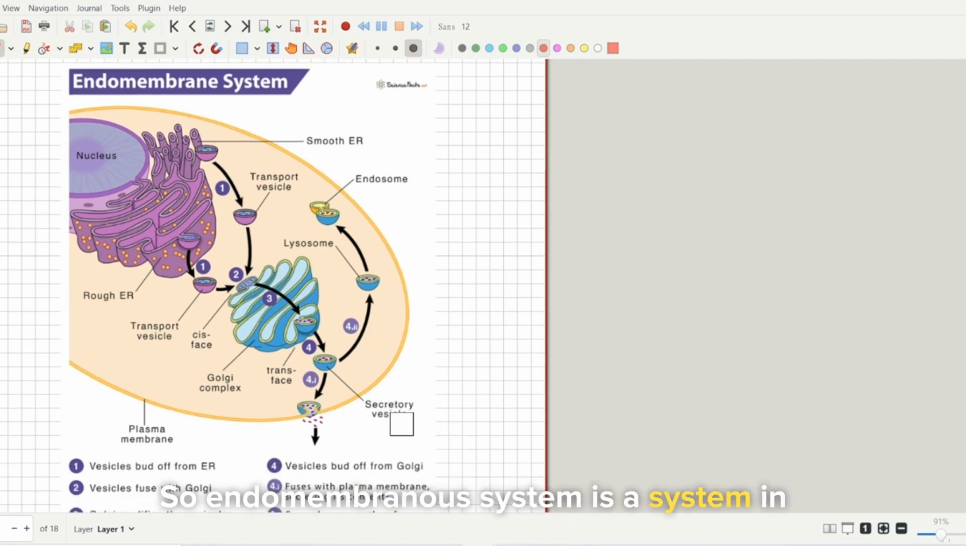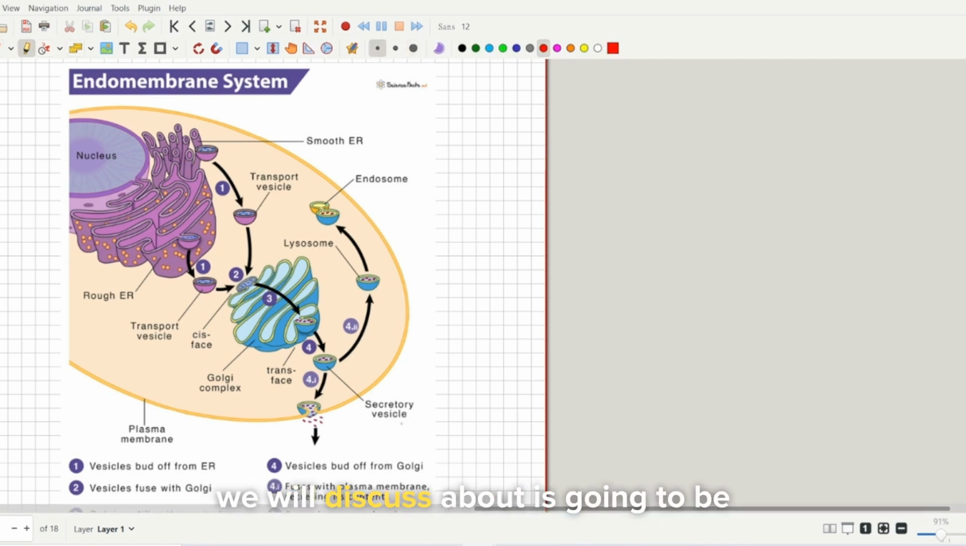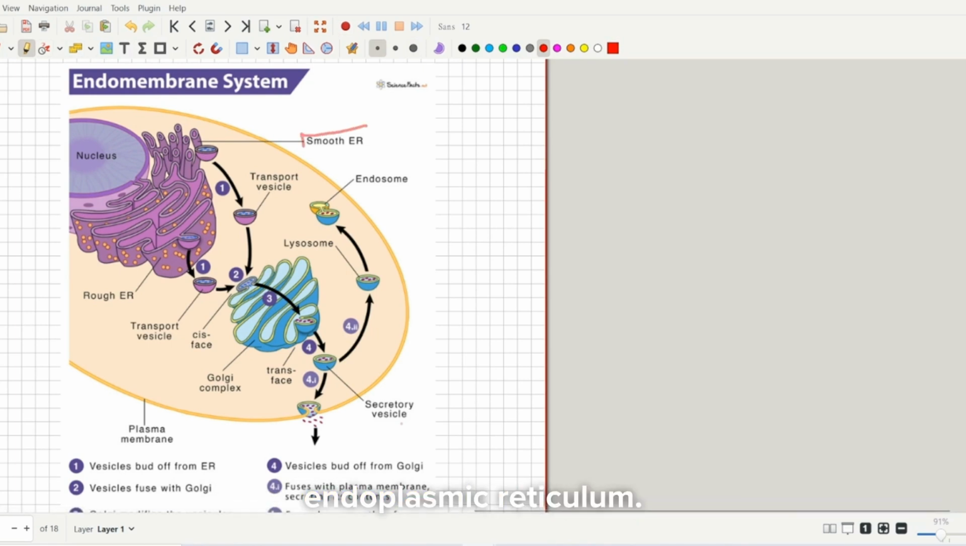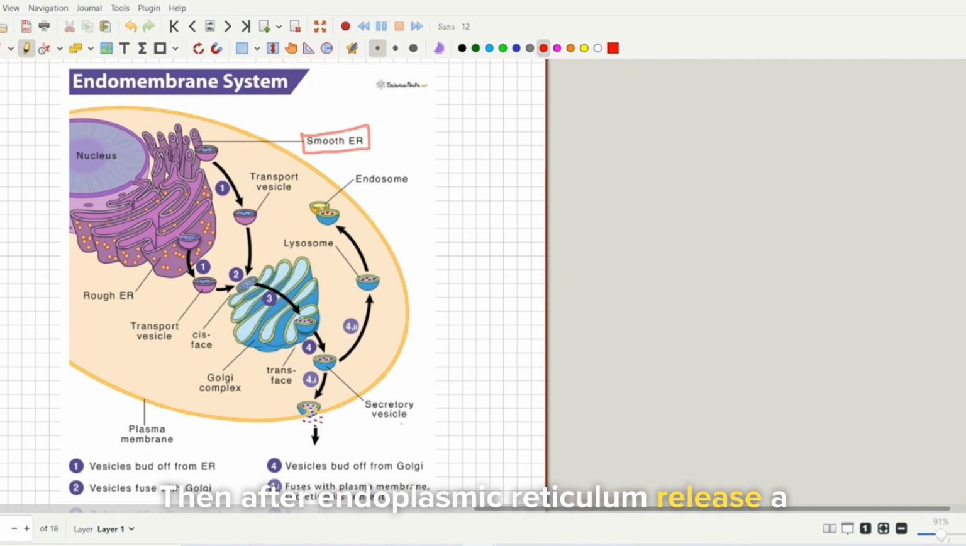The endomembranous system is a system in which single membranous organelles are connected with each other through a common function. All of these organelles are connected and share a specific function. As you can see here, the first organelle that we will discuss is the endoplasmic reticulum. Then the endoplasmic reticulum releases a vesicle. That vesicle moves to the Golgi apparatus. So the next stop is the Golgi apparatus, or you can say the Golgi complex. After the Golgi complex modifies that vesicle, it comes out from the other side of the Golgi apparatus.